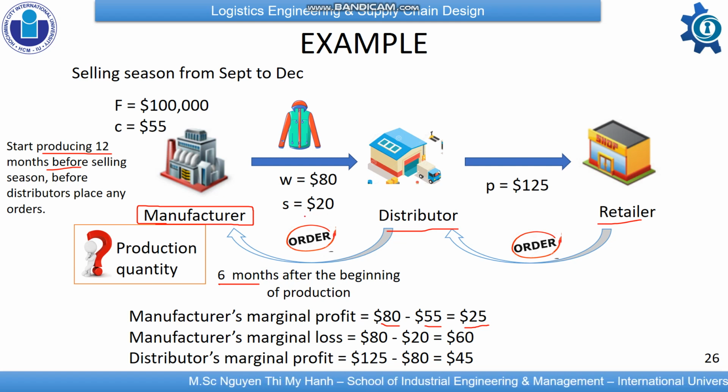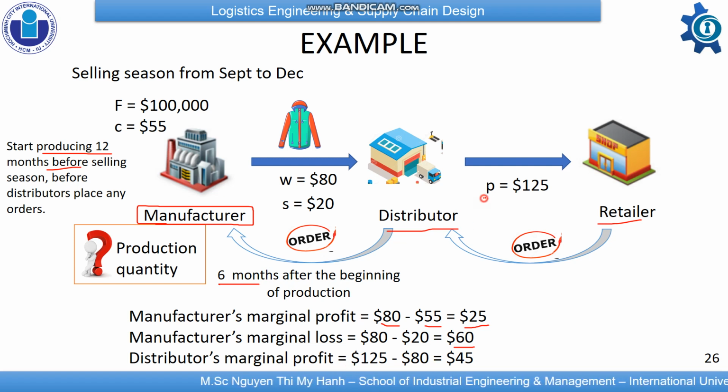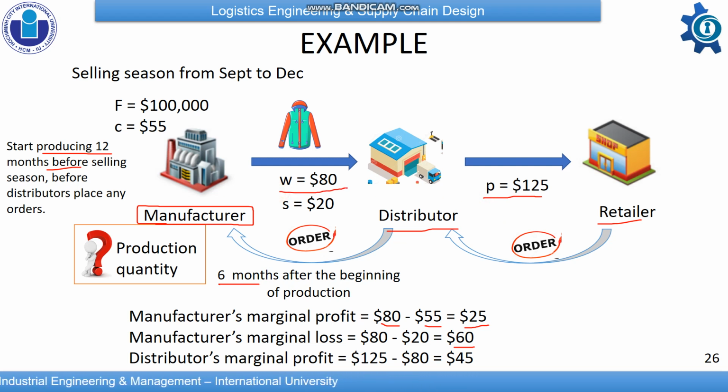But if they sell to the distributor, the price they can sell is $80. So the marginal loss of the manufacturer in this case will be equal to $60. And the distributor's marginal profit is equal to $45 because they sell at the price of $125. However, they only buy it from the manufacturer at the price of $80.